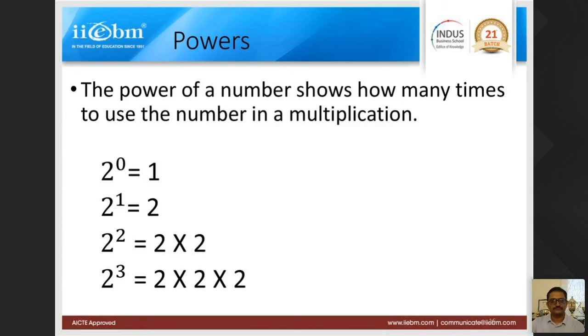This is what is the power. This is what is the meaning of the power. So power is nothing but the number shows how many times to use the number in a multiplication so that we will have the actual valuation.